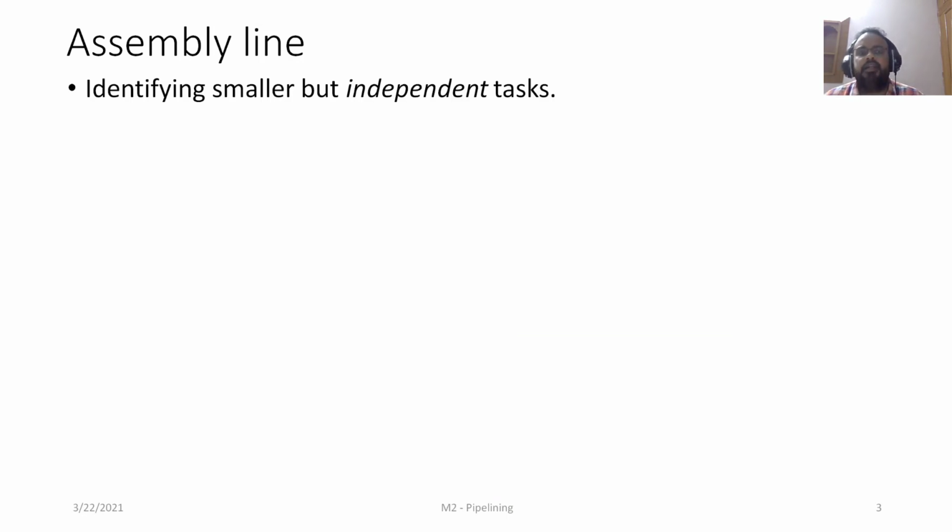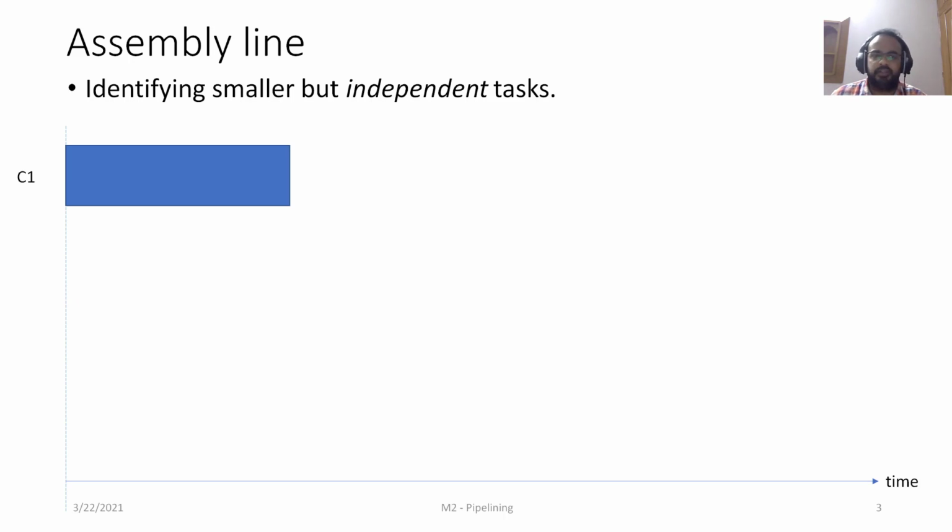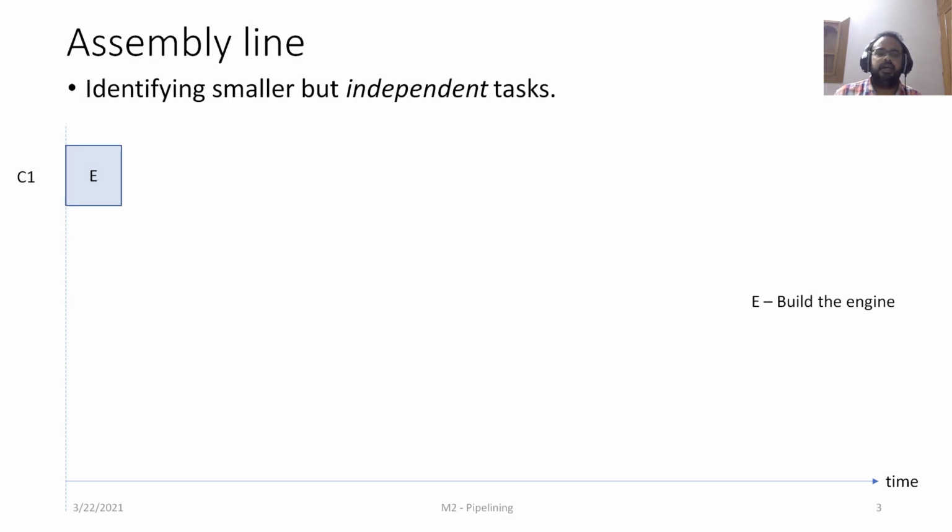The very first thing that we would do is to identify how many subtasks there are in the entire manufacturing of a car, smaller tasks which possibly are independent. Instead of viewing the entire manufacturing as one single lot, let's visualize it as 4 different parts. The first part is building the engine of the car. Let's say it takes 6 hours. The second step would be building the body of that car, or building the chassis.